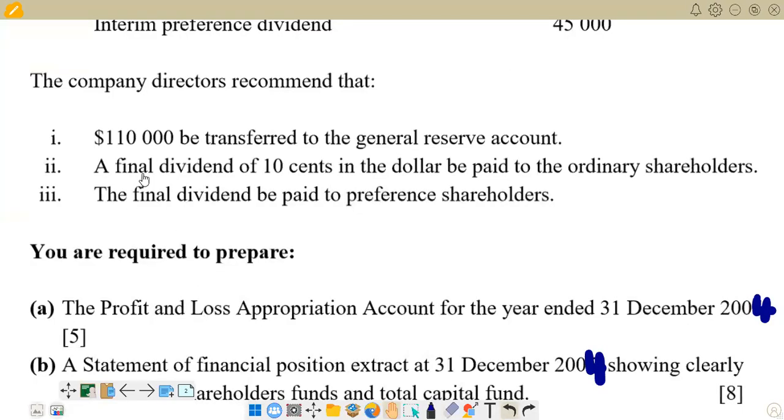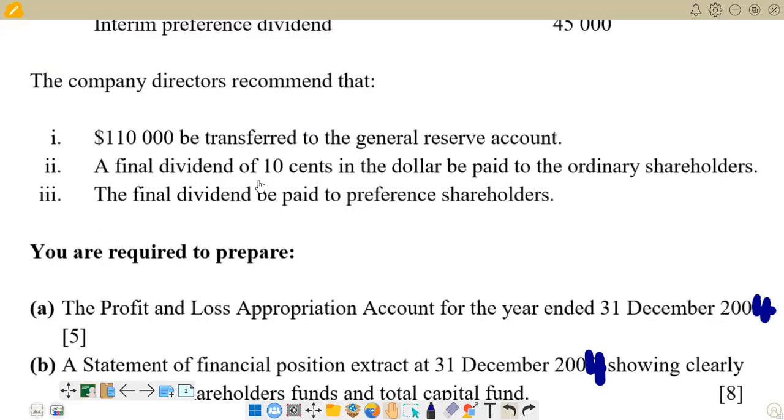We also have information saying the company directors recommend that 110,000 be transferred to the general reserve. So this amount is going to be transferred from the retained income, from the appropriation, to the general reserve. So it means the general reserve is going to increase when we are in the balance sheet.